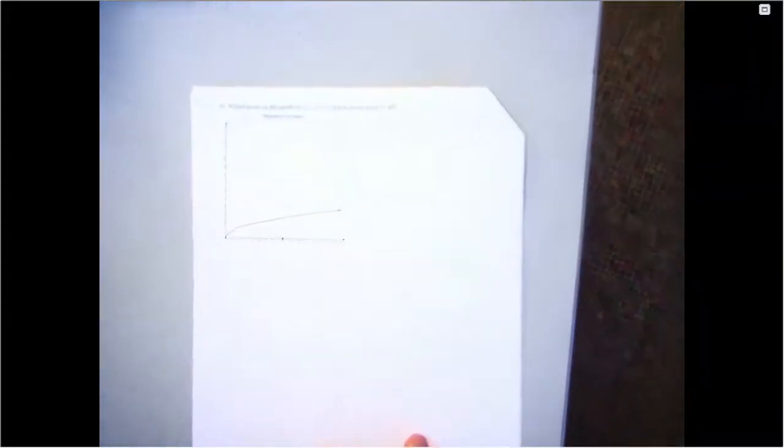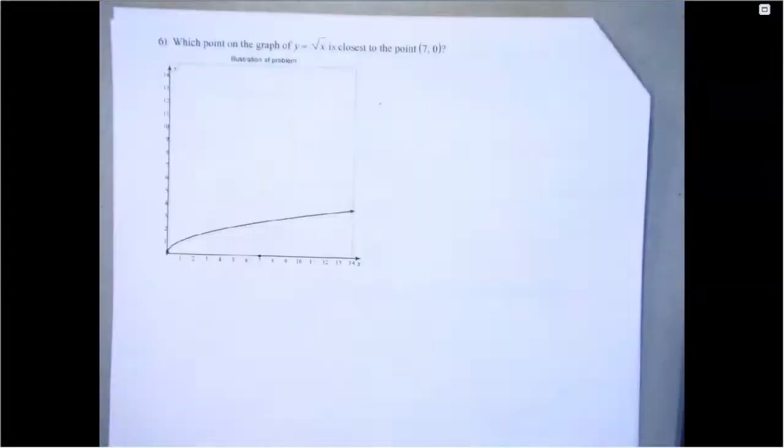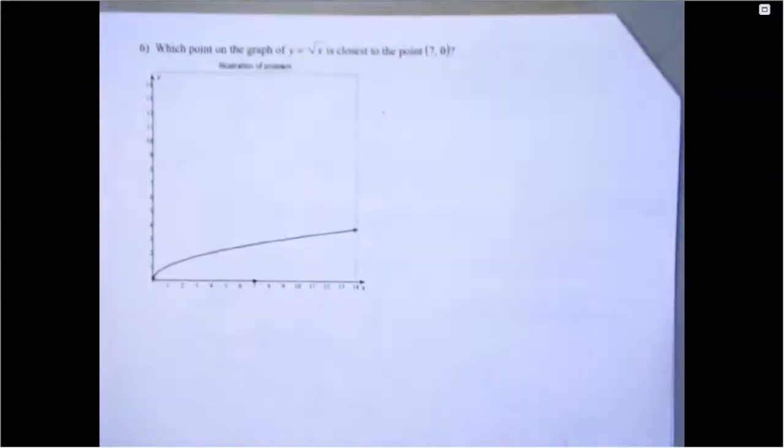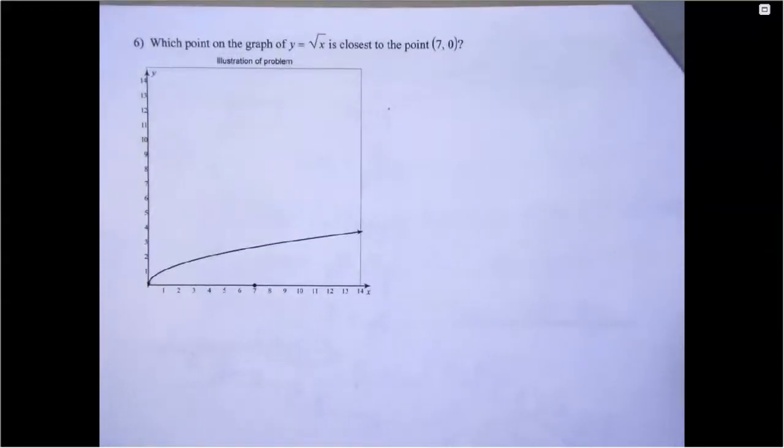Which point of the graph? No, which point on it? Oh, y equals the square root of x. 7. Ben, would you like to read to the class? Which point of the graph? Y equals. What? Oh, Ben, do you know how to read? No.